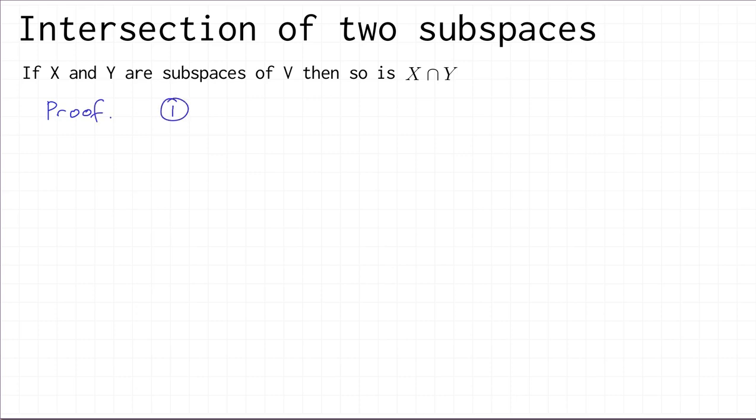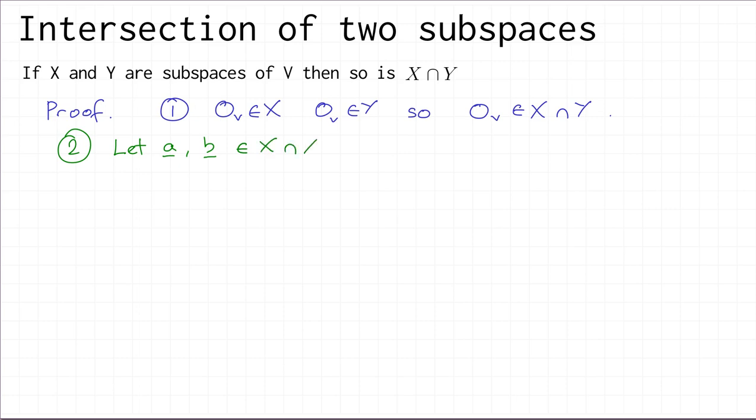Condition 1 is that a subspace must contain the zero vector. So again, the zero vector is in X because X is a subspace. The zero vector is in Y because Y is a subspace. So if it's in X and Y, then it must also be in their intersection. So the intersection contains the zero vector. That's part 1 of our proof. Part 2 is closure under addition. So I have to take two things in X intersect Y and show that their sum is again in X intersect Y. So let's let a and b be in X intersect Y.